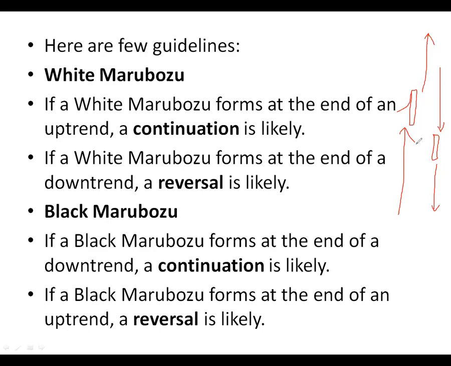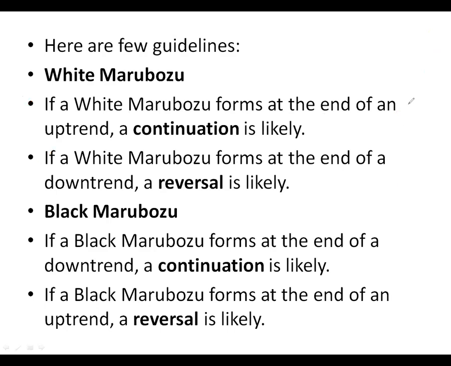Is that okay? So the first point here says, if a white Marubozu forms at the end of an uptrend, a continuation is likely to occur. And if a white Marubozu forms at the end of a downtrend, a reversal is likely to occur. Now, let me explain that also.